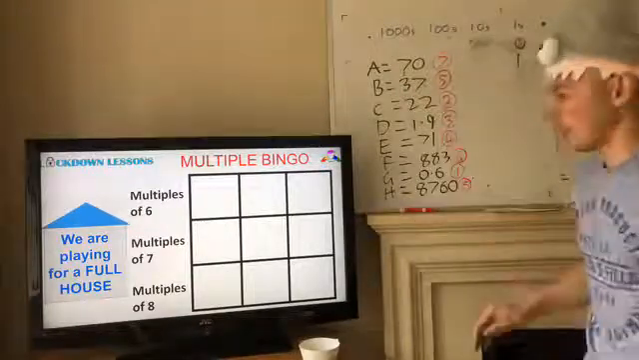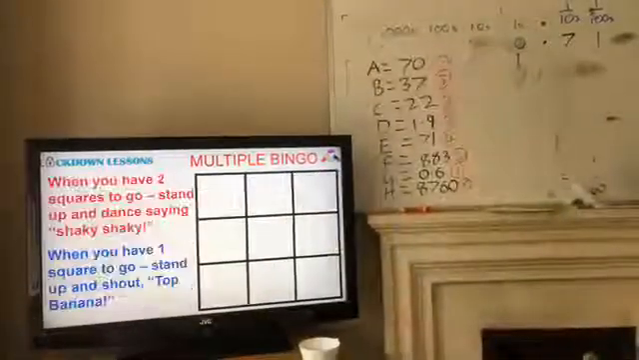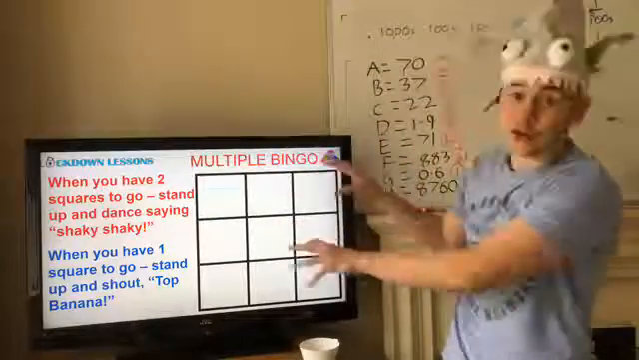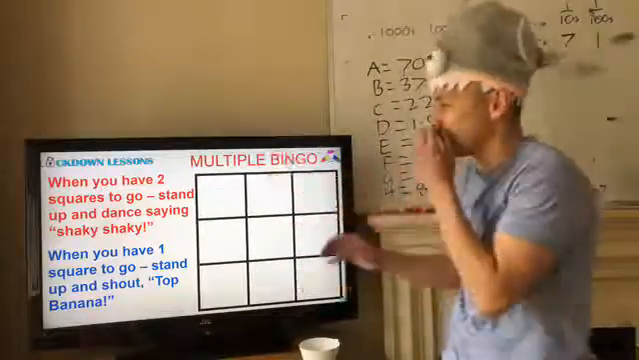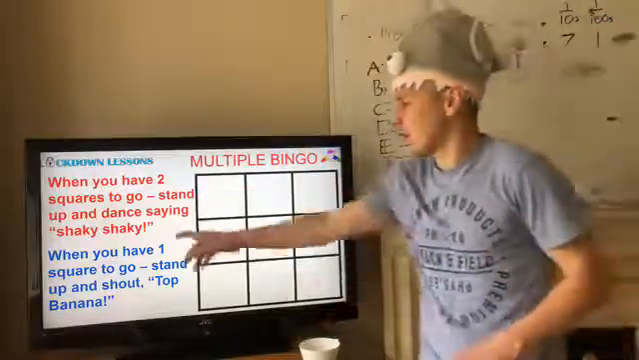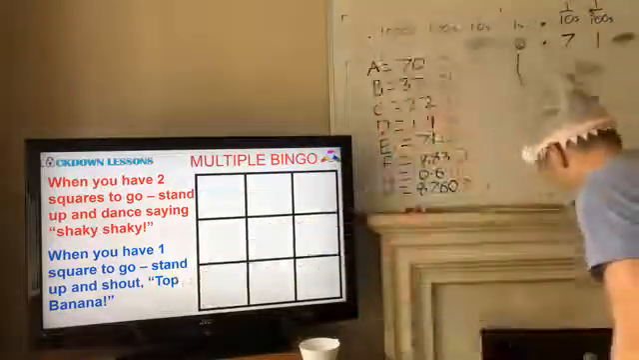Okay, so we are ready for bingo. The all-important rules, of course. When you have 2 squares left, we need all 9 squares to win. Not 1 row, all 9 squares to win. When you have 2 squares to go, stand up and down saying, shaky, shaky. When you have 1 square to go, stand up and shout, top banana.